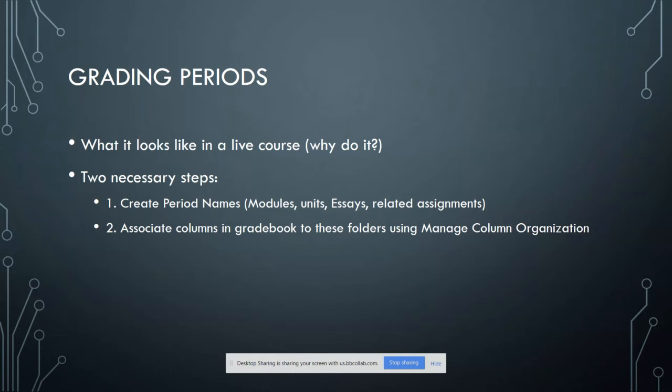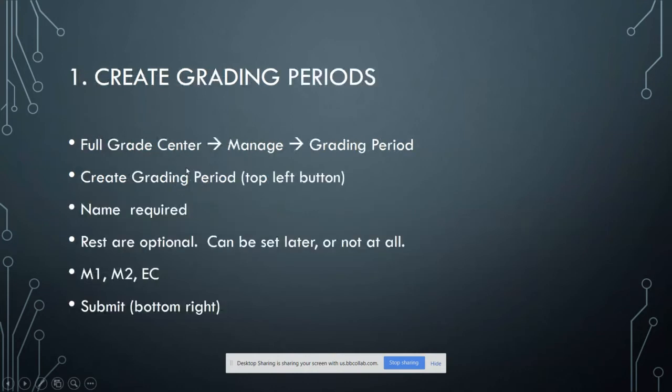You can create a grading period that you can put all of those in, and then you can see them next to each other in your gradebook as you're scrolling through it. And that might be something you might want to do. So that's why I do that. And so here in a minute, I'm going to first of all create grading periods by going to the Full Grade Center, going to Manage, and going to Grading Period, and then create the grading period, name it, and I'll show you some of the options that are in there. I'm just going to create a few in a course and then submit it.